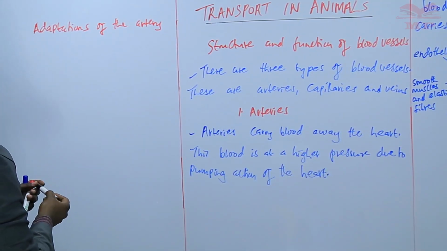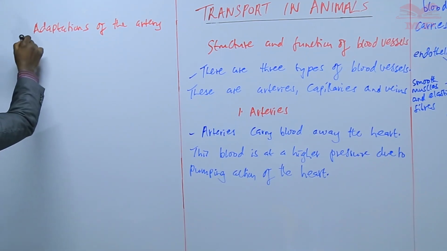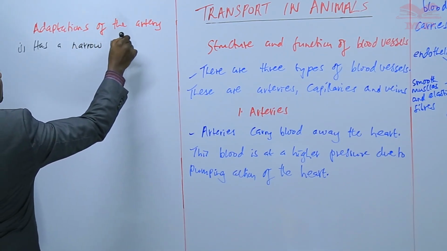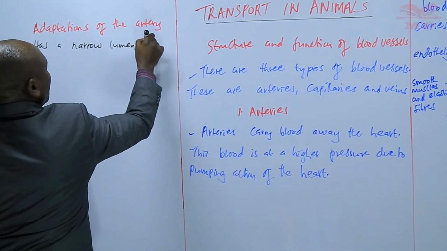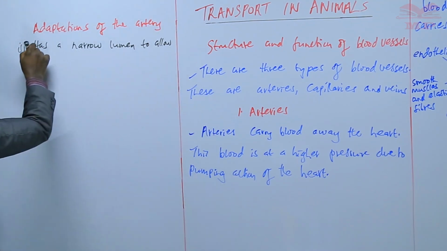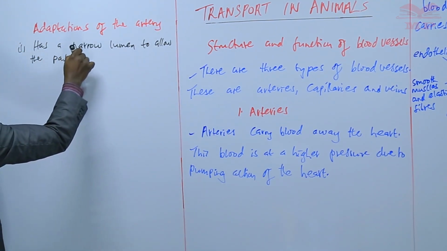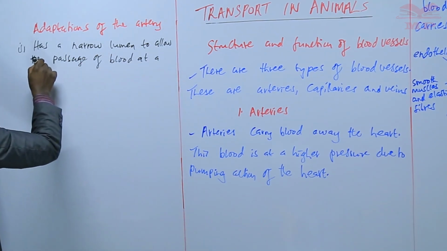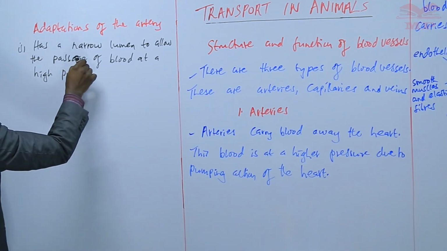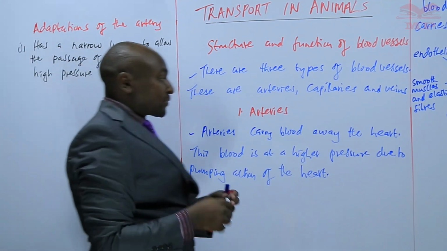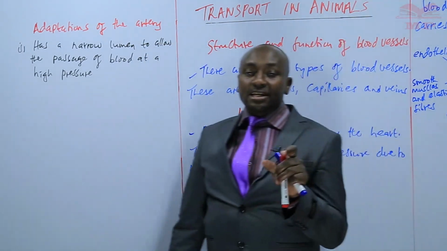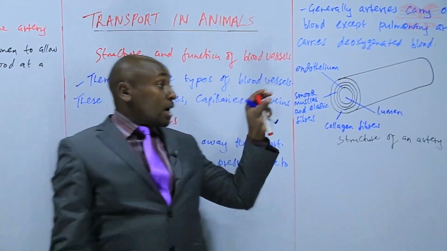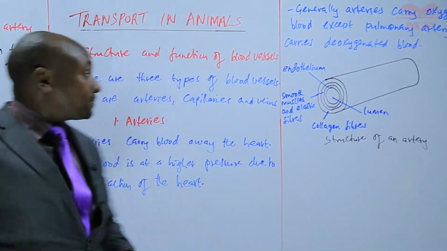One is that the artery has a narrow lumen to allow the passage of blood at high pressure, to make sure that the blood that is flowing is maintained at high pressure. The smaller the surface area, the higher the pressure. So in this case, that's why the lumen is narrow so that a high pressure is maintained.